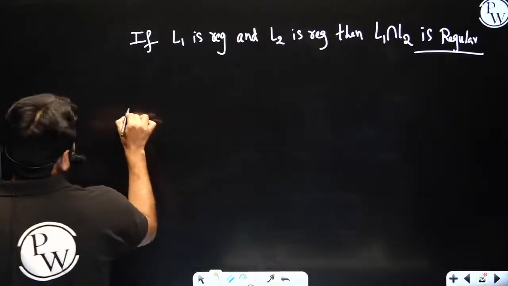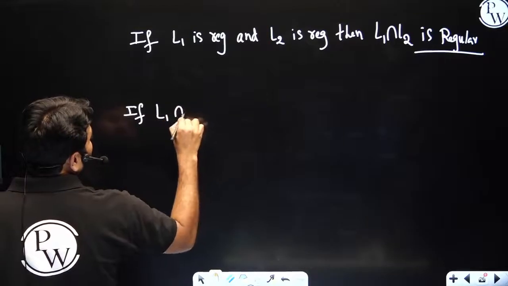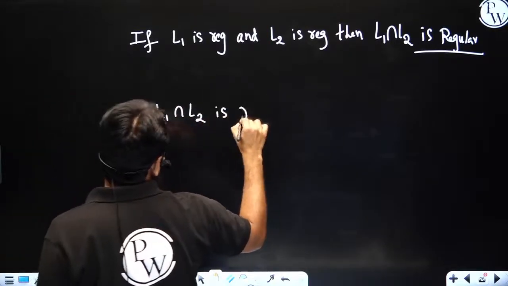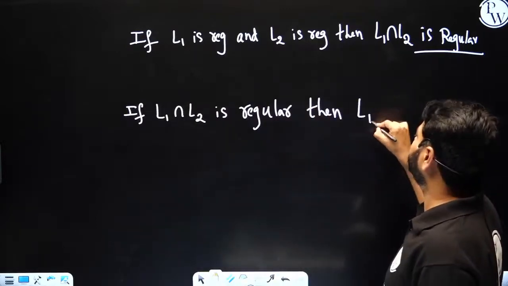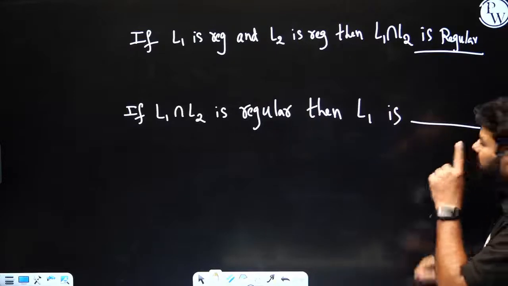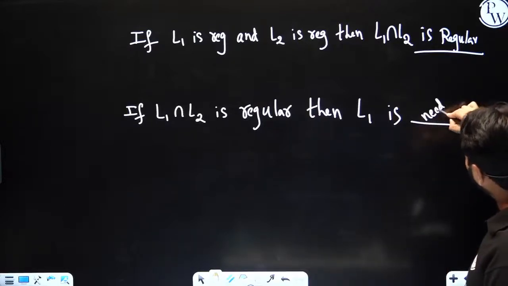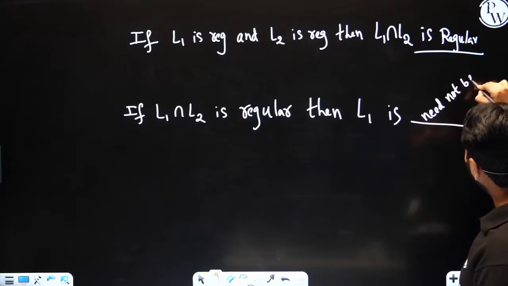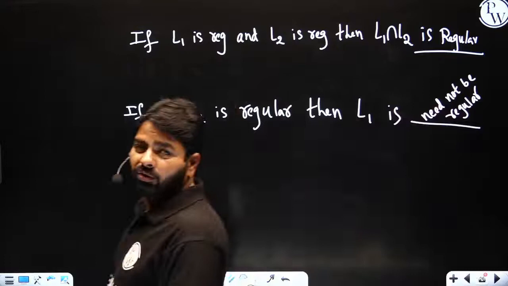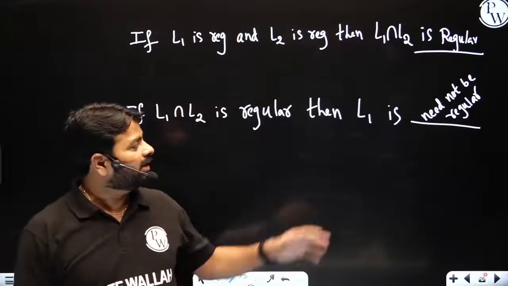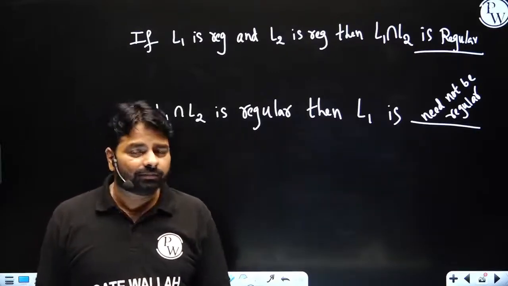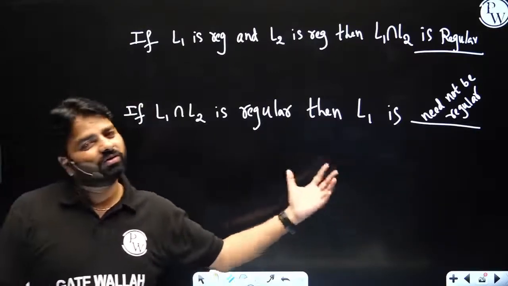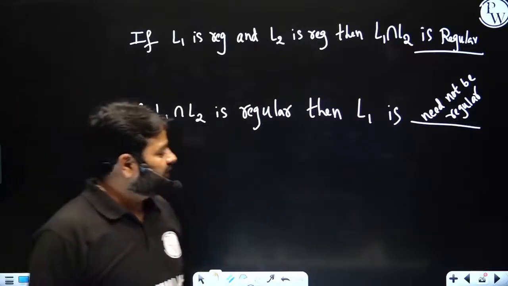So it is only one direction. When I take the intersection as regular, this is known now, this assumption, then don't say anything about L1. It could be anything. It need not be regular; simply you can say it may not be regular. Keep this in mind. Not only L1, you can also talk about L2: L2 also need not be regular, or need not be finite, or need not be infinite. All are correct statements. Fine.